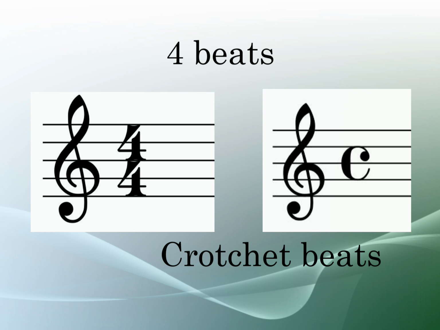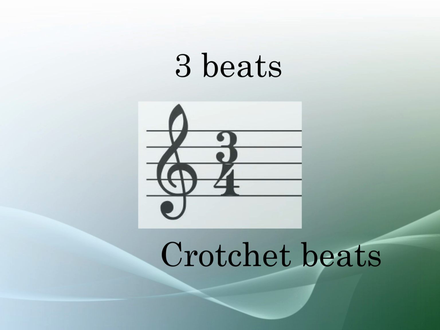So we'll start off with 4/4, which is probably the most common time signature, and it can also be written as C, which is called common or common time. In 4/4, the top number tells us that there are 4 beats, and the bottom number tells us that these beats are crotchet beats.